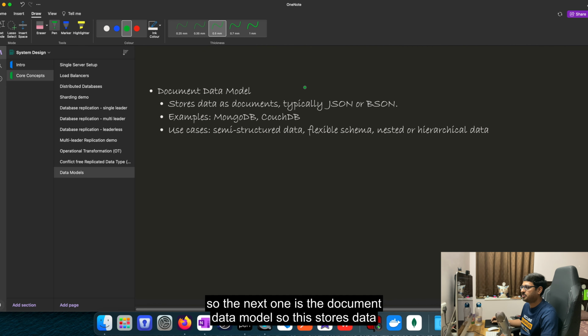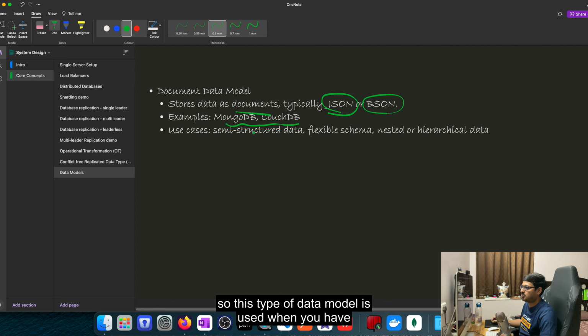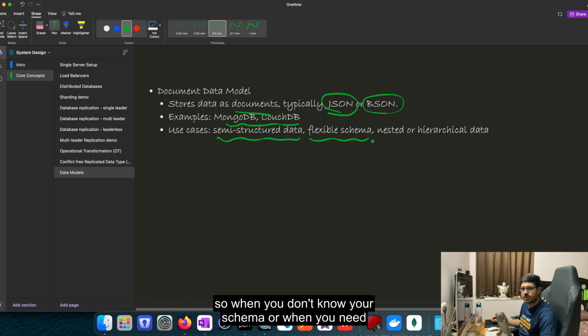The next one is the document data model. This stores data in terms of documents, especially JSON or binary JSON, which is BSON, right? Examples are MongoDB and CouchDB. We have seen some demos of these two databases in my previous videos as well. This type of data model is used when you have semi-structured data and when you need flexible schemas, right? When you don't know your schema or when you need flexibility during runtime, this data model is a very good choice. It's mainly used when nested or hierarchical data is involved.